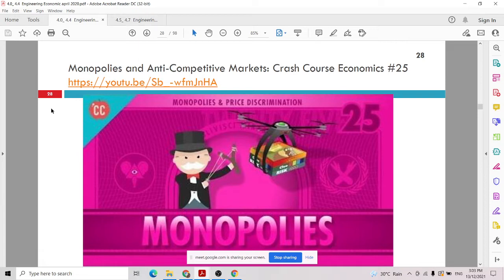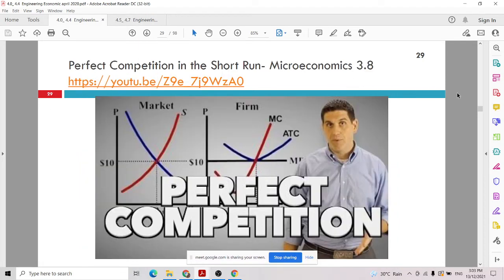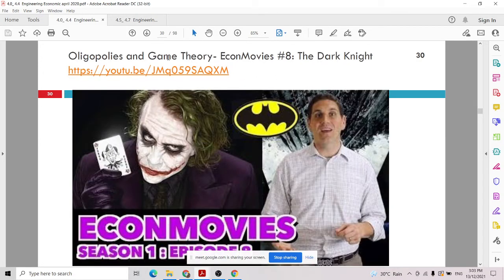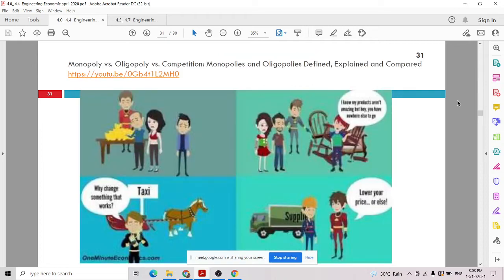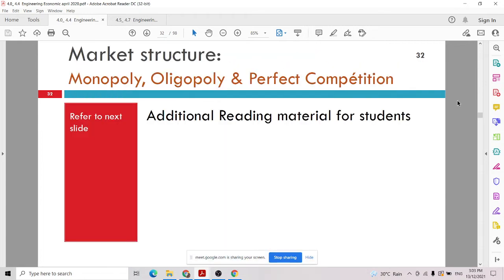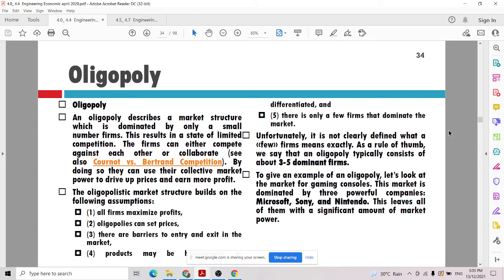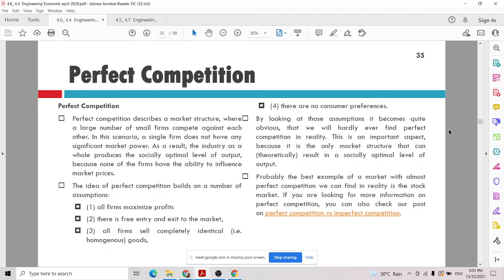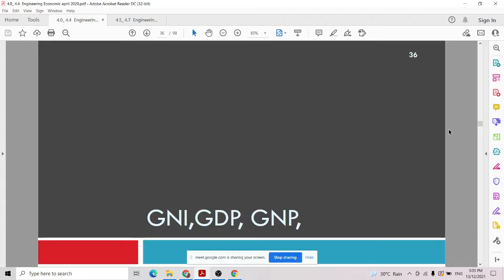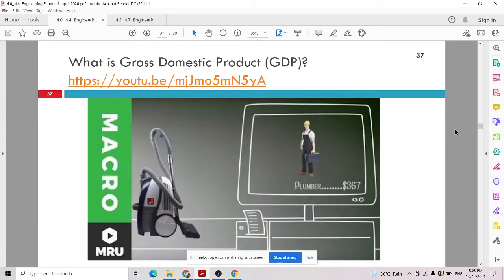So this is an example of monopoly. Another example, you can click this link, and then this is another example. As I mentioned earlier, this is the monopoly. I skip this part. Monopoly, oligopoly, and also perfect competition. I skip this part. So we proceed with GNI, GDP, and GNP.